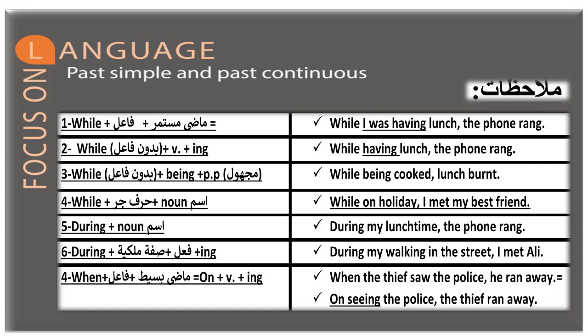Number 7, when plus subject plus past simple تساوي on plus verb plus ing. When the thief saw the police he ran away بتساويها on seeing عند رؤية the police the thief ran away.